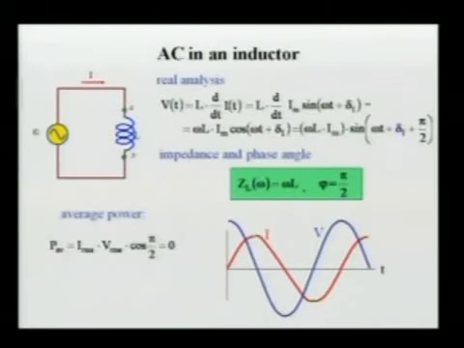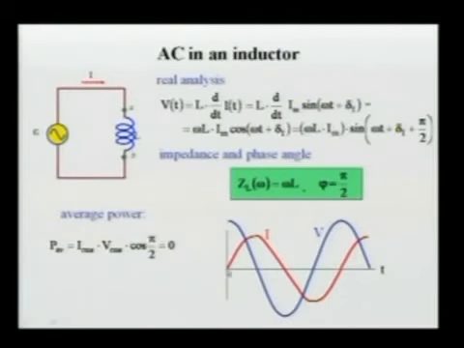Oh, average power delivered to an inductor. Well, average power delivered to an element depends on the root mean square value of the current flowing through the element and potential difference across the element times cosine of the phase angle. Cosine of pi over 2 is 0, so on average, inductor does not consume power. Well, actually we can take a look at this.